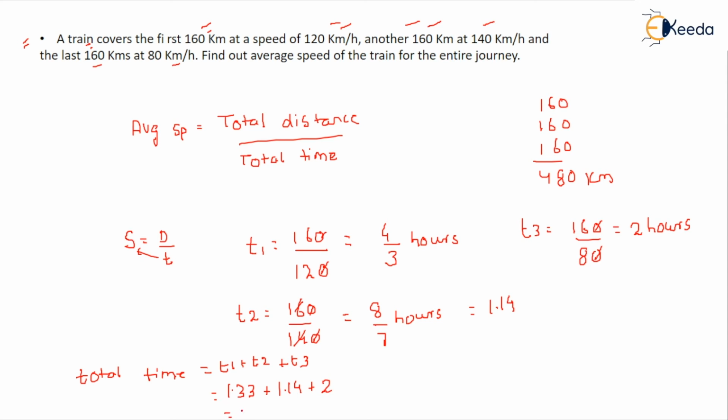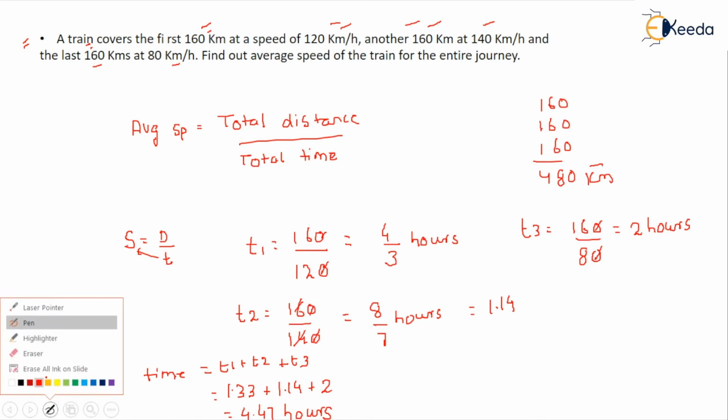So by adding this, how much do we get? 1.33 plus 1.14 plus 2 comes out to be 4.47 hours. This is the total time it took to cover the entire journey. The entire journey was 480 kilometers. Now we can find the average speed, because we know the total time and the total distance. Average speed is total distance upon total time.